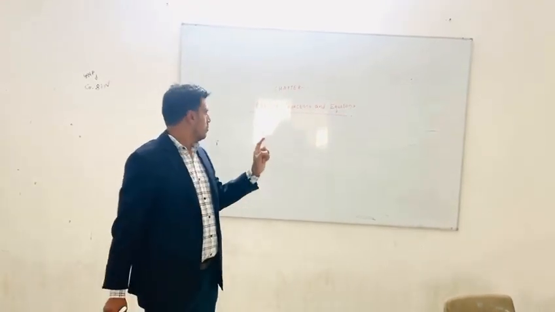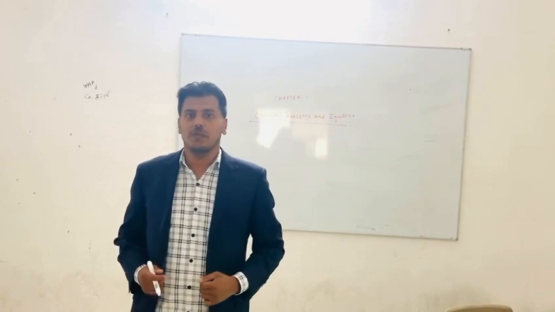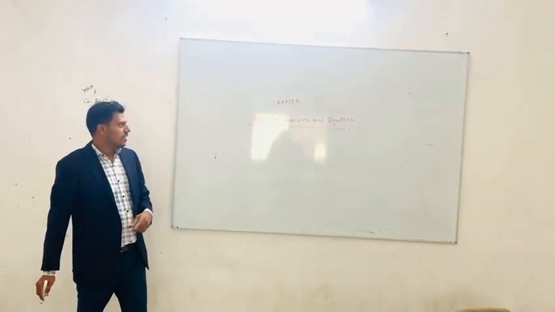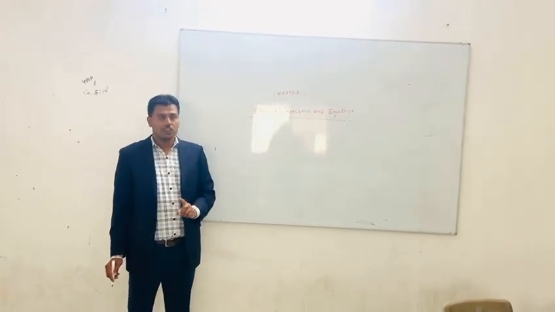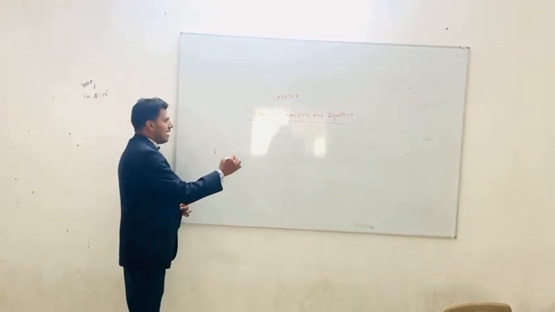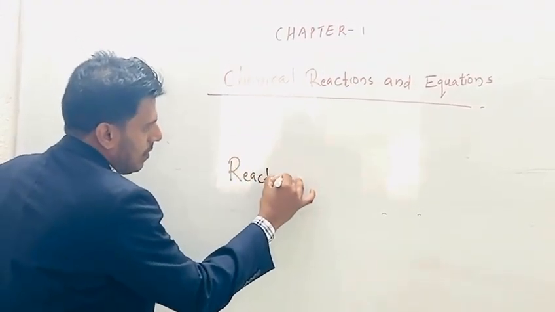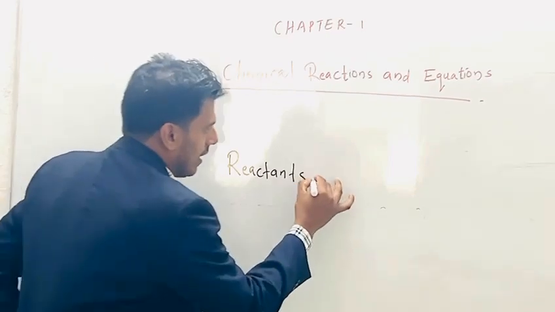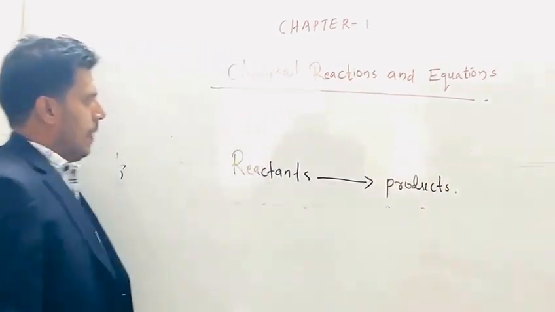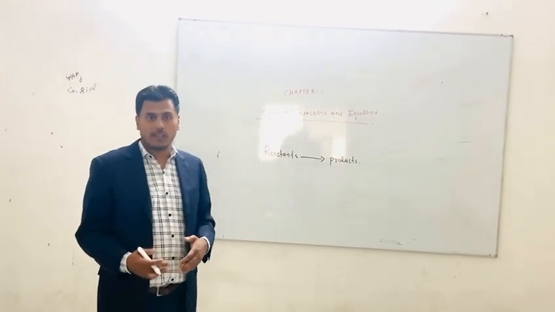Okay? Here, what is a chemical reaction? Every chemical change is accompanied by chemical reactions. So let us make a definition for chemical reaction. By definition, a chemical reaction is the conversion of reactants into the products. This is the definition of chemical reaction. It's the process of conversion of reactants into the products.